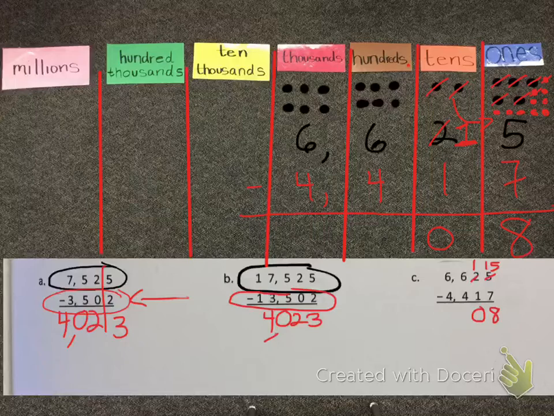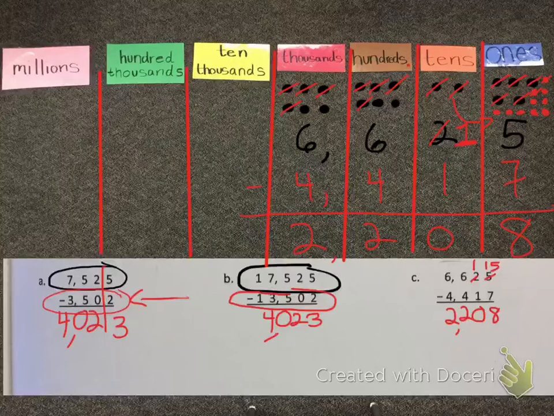And now I'm in the hundreds, so I'm subtracting 4. So 1, 2, 3, 4. That leaves us with 2. And that is our answer. Okay? So that's how we unbundle when we can't subtract. I showed you on the place value chart, and I showed you in standard algorithm.